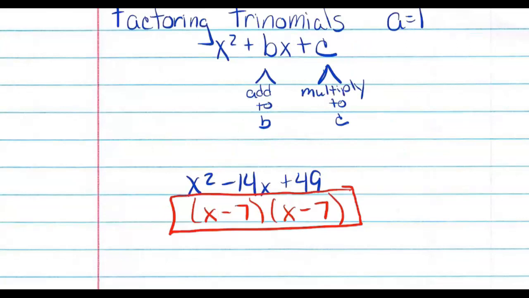Therefore, the answer for factoring the trinomial x squared minus 14x plus 49 is x minus 7 times x minus 7. Now, if you remember back when we were multiplying, another way this may be written is x minus 7 squared, because we have the same factor being multiplied by itself.